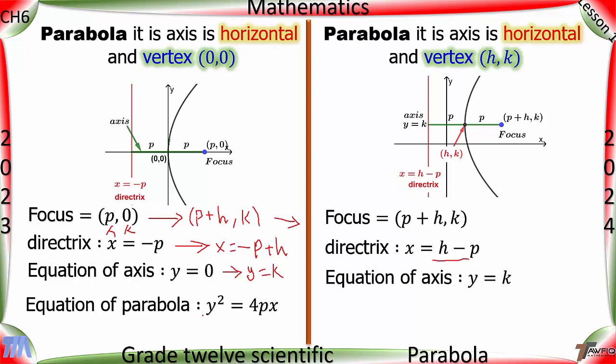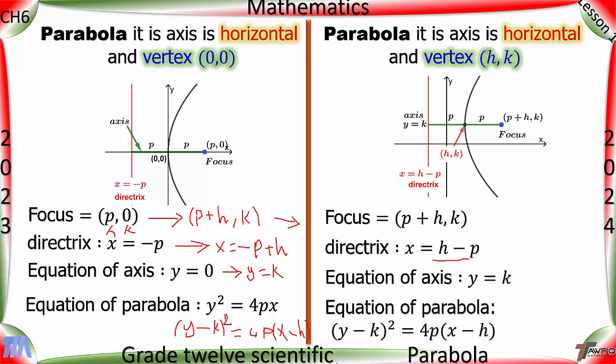And only in the equation of the parabola, make a subtraction. That means make (y minus k) squared equal 4p(x minus h). So the equation of this parabola is (y minus k) squared equals 4p(x minus h).